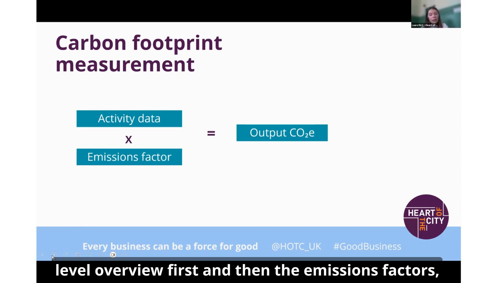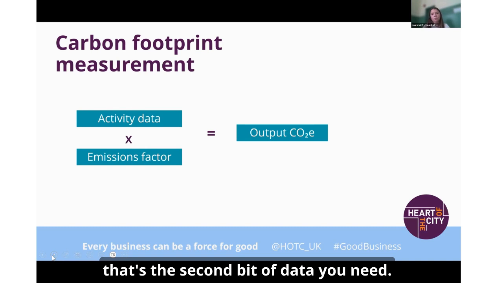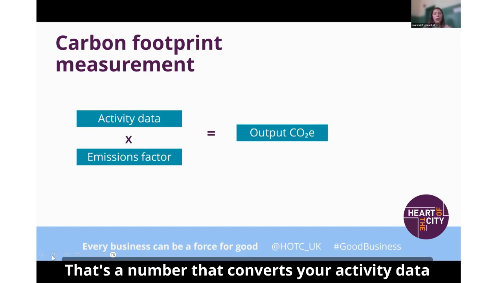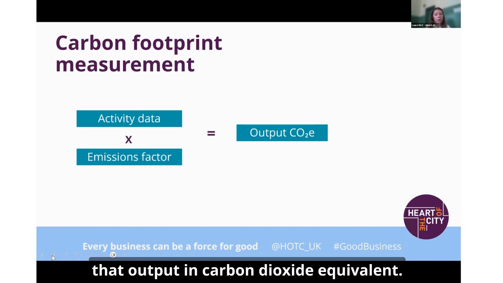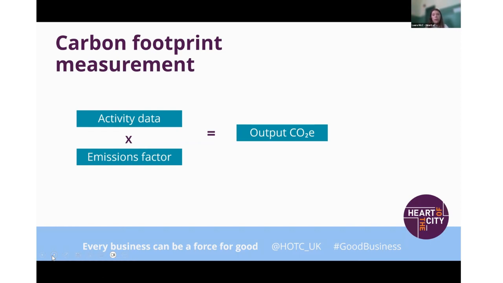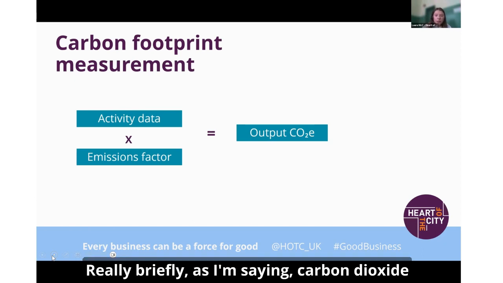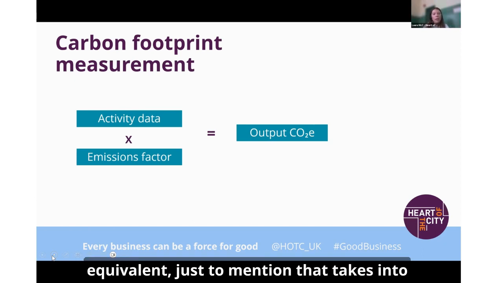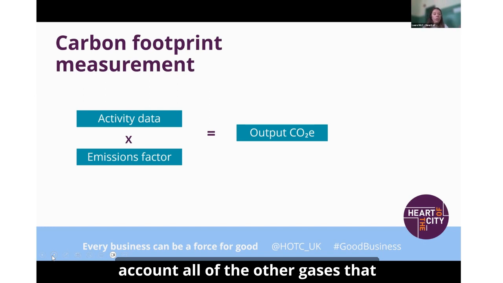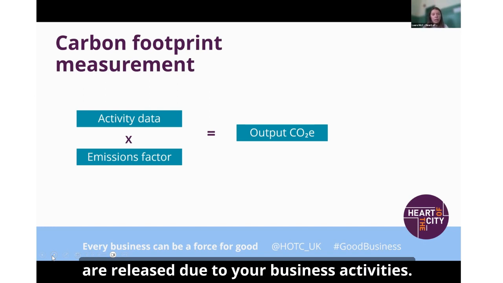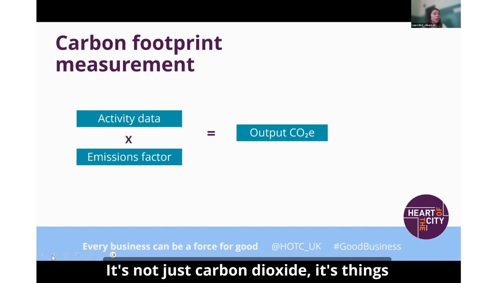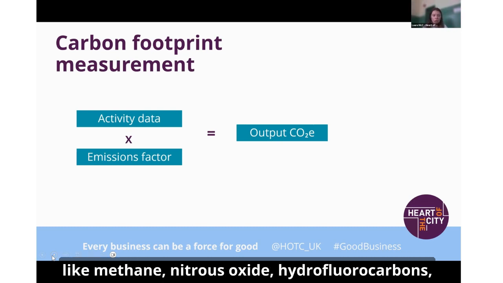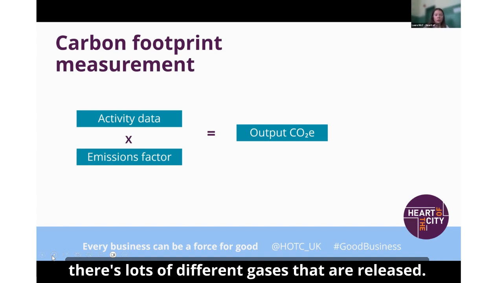And then the emissions factors, that's the second bit of data you need. That's a number that converts your activity data into greenhouse gas emissions, and it gives you the output in carbon dioxide equivalent. Really briefly, as I'm saying carbon dioxide equivalent, that takes into account all of the other gases that are released due to your business activities. There are 7 in total. It's not just carbon dioxide, it's things like methane, nitrous oxide, hydrofluorocarbons. There are lots of different gases that are released.